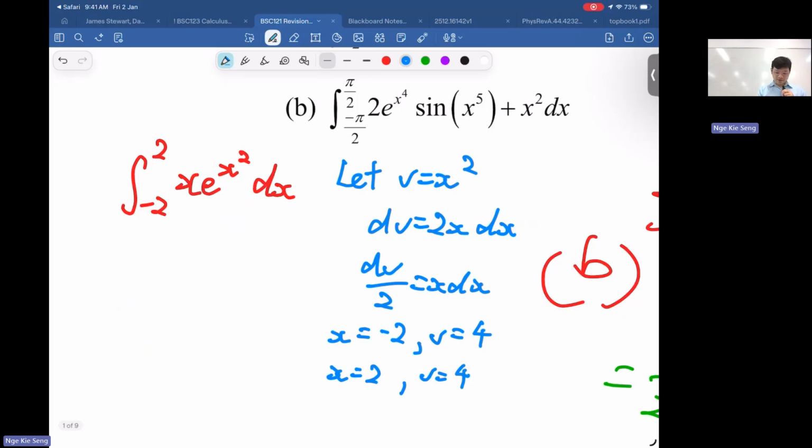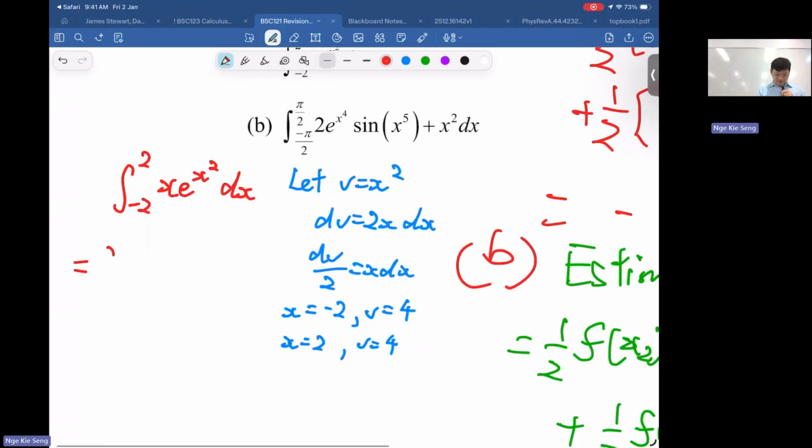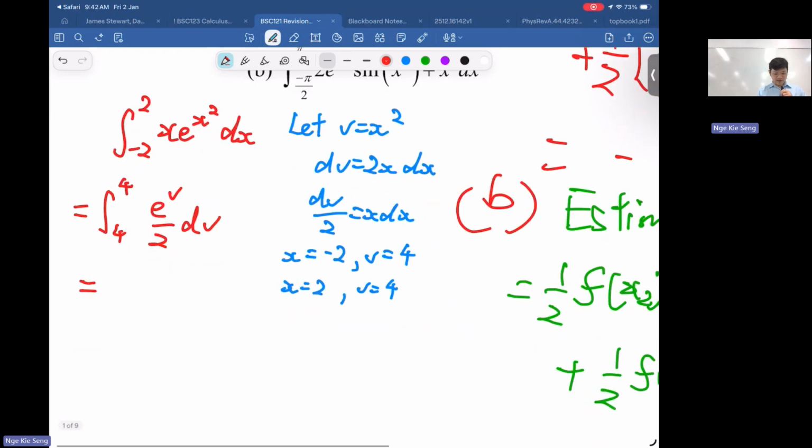Let's finish it first, and then we will discuss why this is 0. So this is integrating from 4 to 4, and this is e to the v, divided by 2, dv. But this is easy. It's just half e to the v again. From 4 to 4, you get 0.